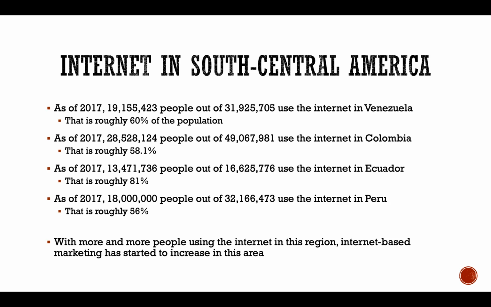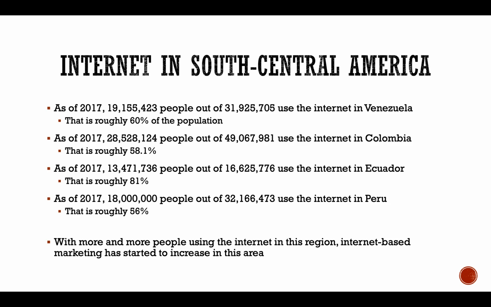The Internet in South Central America. As of 2017, about 19 million people out of 31 million people use the Internet in Venezuela, roughly 60% of their population. Roughly 58% of Colombia's population, 81% of Ecuador's population, and 56% of Peru's population all use the Internet.